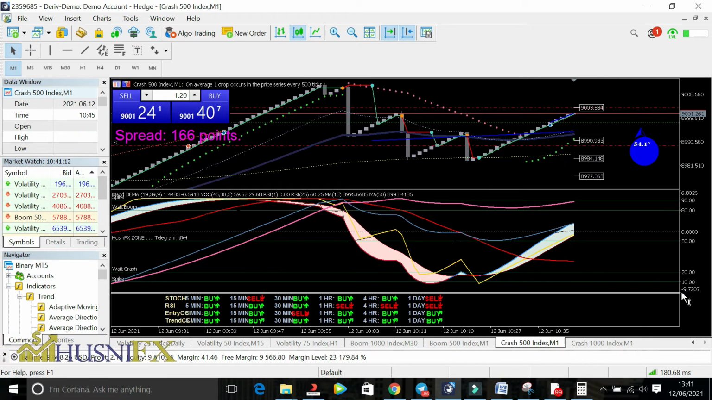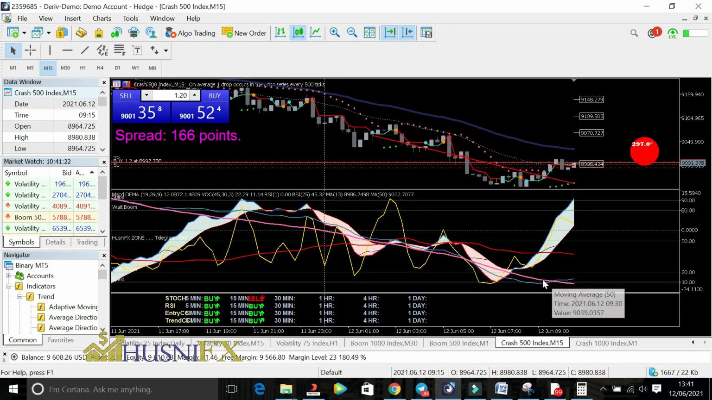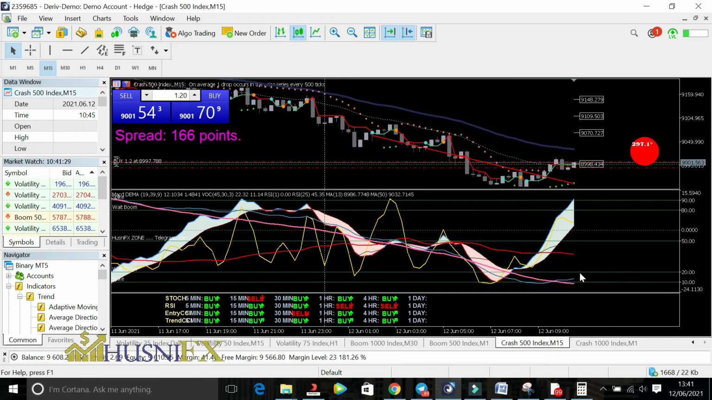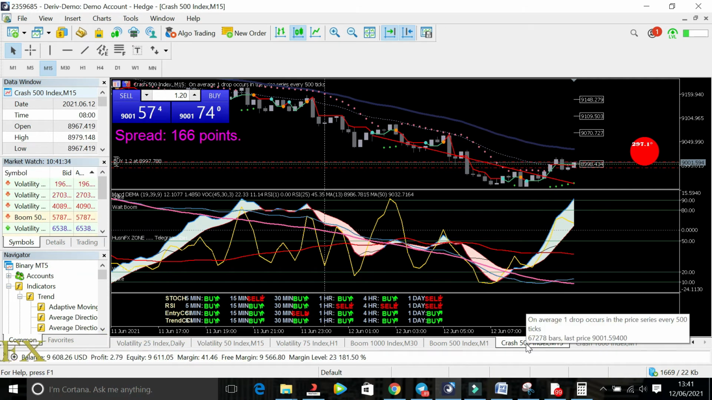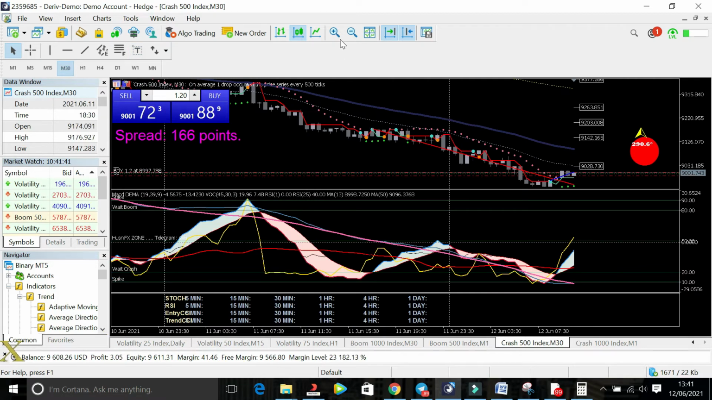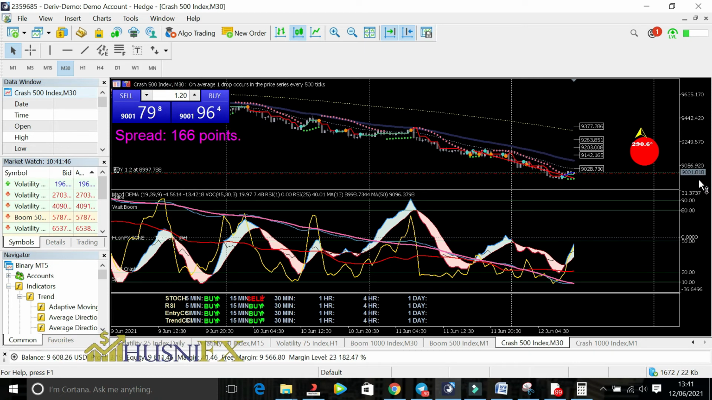So my friends, always check at M15. You see that we are buying prices above here, and you can see the trend. This blue one is showing us the downtrend, but it is now trying to push up. You see price will go up at Crash 500 at M15, M30. So if you check at M30, what shall we do then? We have to find out the support and resistance.